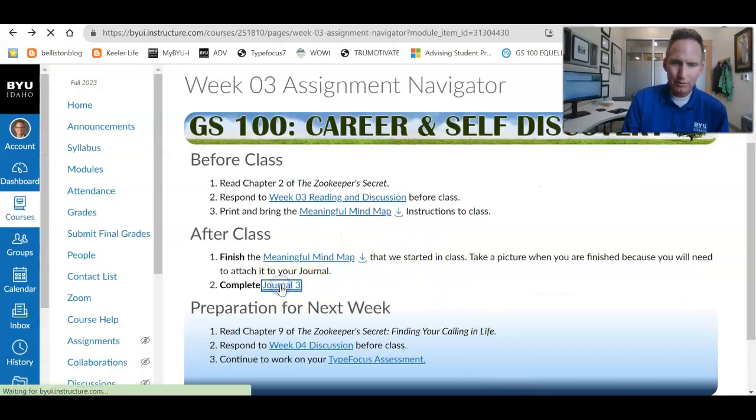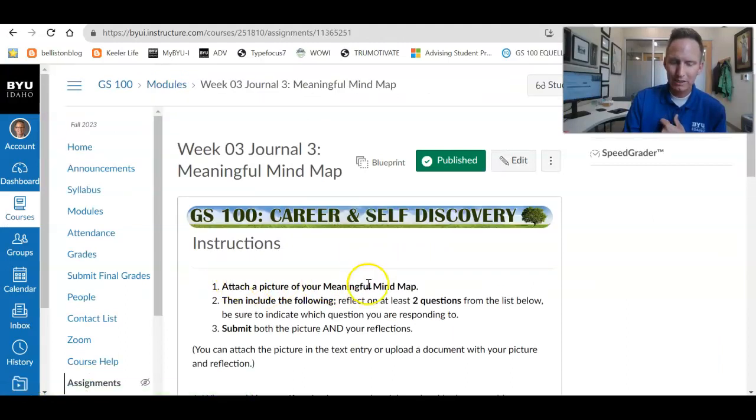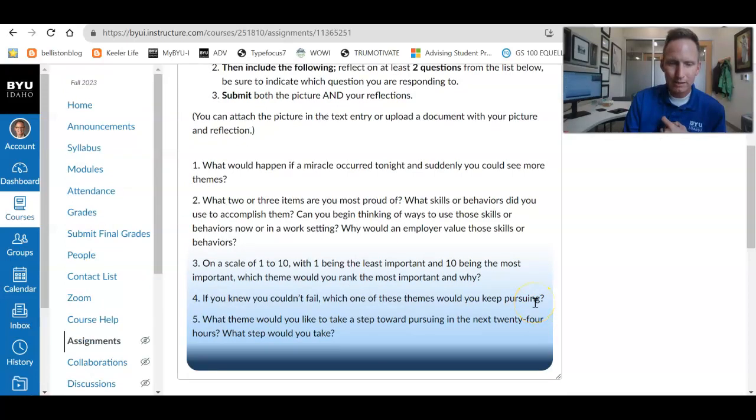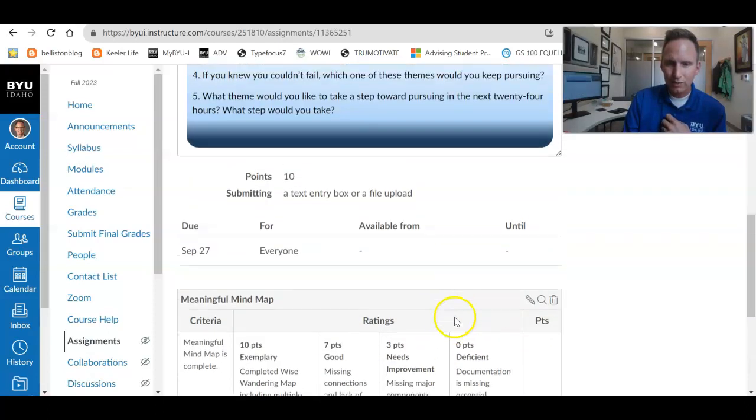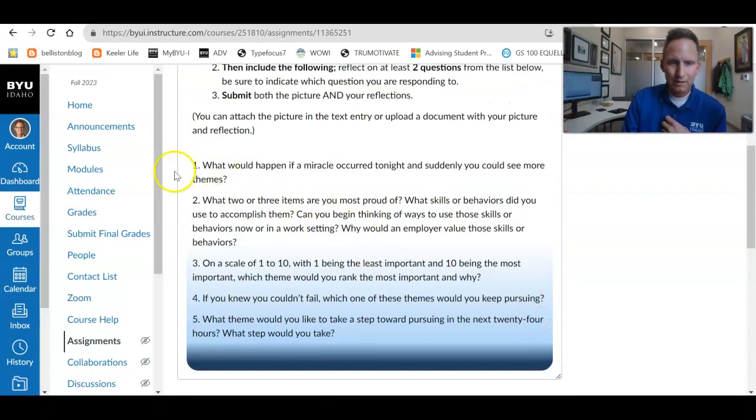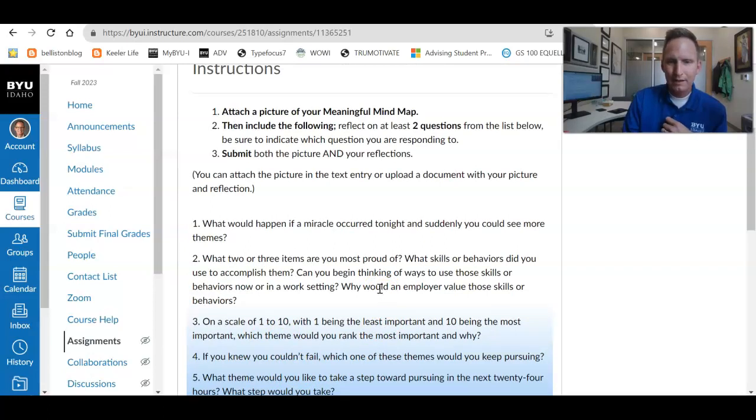So in Journal 3, what they're going to be asked to do is attach a picture of their map and include the following reflection. Reflect on at least 2 questions from the list below and indicate which question you're responding to. Submit both the picture and your reflections. This is a 10-point assignment, so there's a rubric here, and you can look at that when you're grading as well. But here are the 5 questions. You want to see an answer to at least 2 of those and a picture of their map. And that is what they will be doing after.